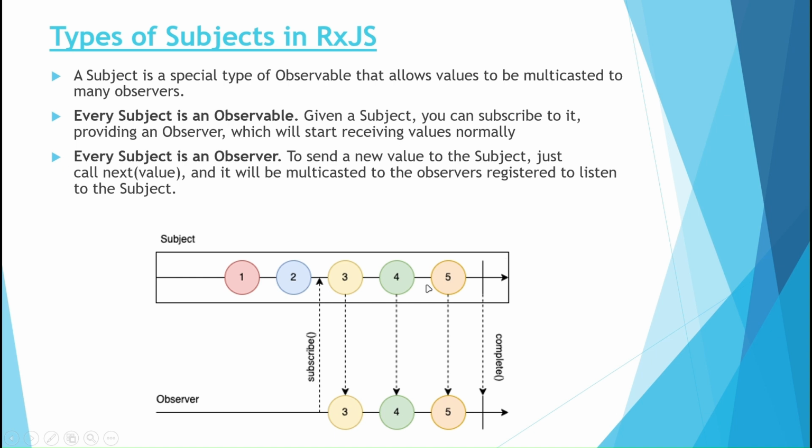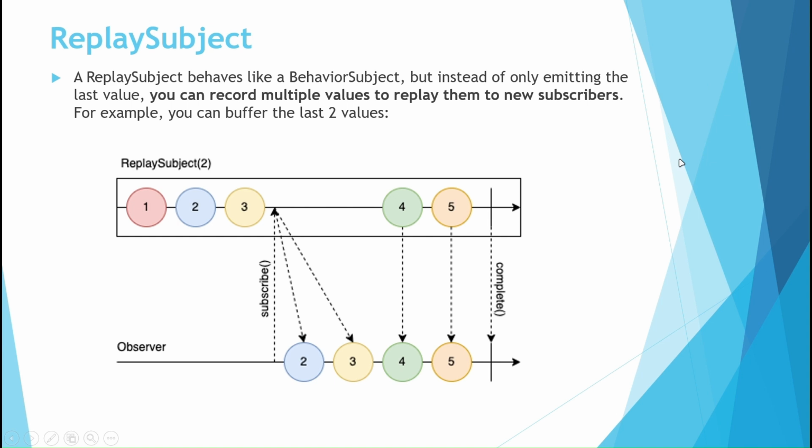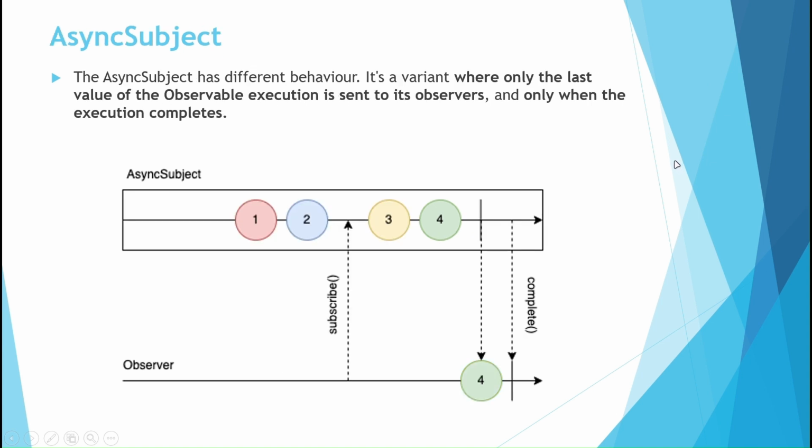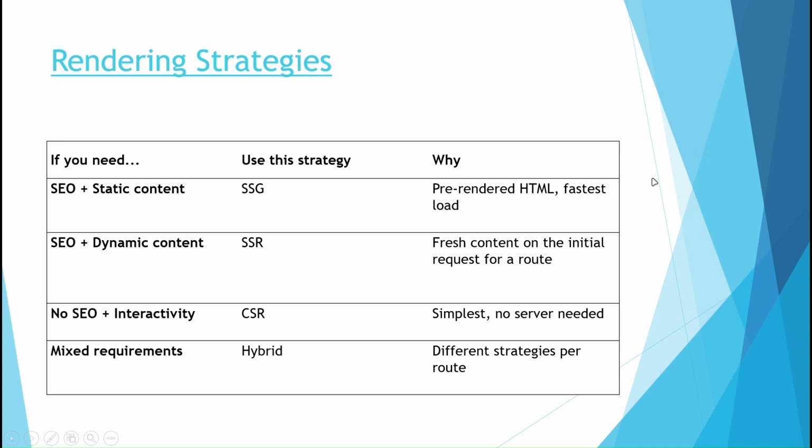There are different types of RxJS subjects. Whenever any component subscribes, it gets that value. With a behavior subject, whenever any component subscribes, it gets the previous value, whatever was there. And the async subject is used so that whatever values are changed, it will detect only the last value and store it. So these are the rendering strategies we can use in Angular. So that's it.